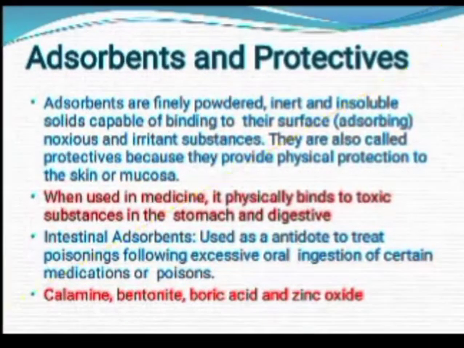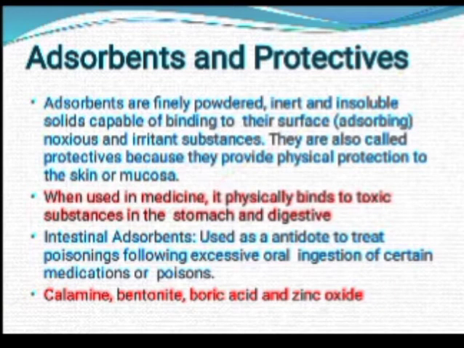Now we see the absorbent and protective. Absorbents are fine powder, inert, insoluble substances which can bind to irritant substances. When applied on the skin or mucous membrane, they lessen the irritation and provide protection to the skin. Protectants can be further divided into three subclasses: dermal protectant, intestinal protectant, and occlusive. Examples: calamine, bentonite, boric acid, and zinc oxide.